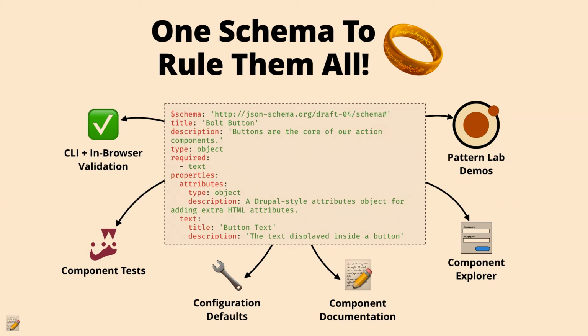Really, you could think of schemas as a superpowered type of documentation that can really power anything and everything, from validation to testing to setting defaults. You could use it to generate your component documentation. You can generate people-friendly previews of how components might be authored. It does a lot of stuff. It's really awesome.